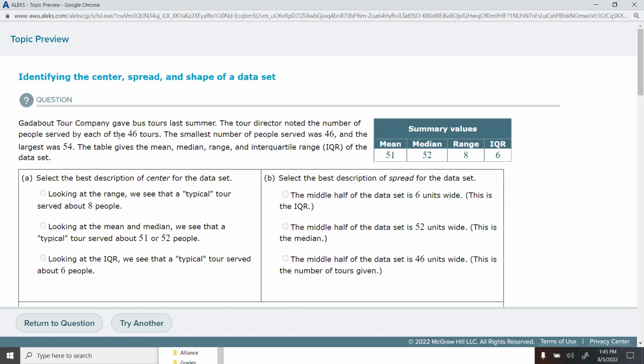All right, so Gadabout Tour Company gave bus tours last summer. The tour director noted the number of people served by each of the 46 tours. The smallest number of people served was 46, and the largest was 54. Okay, so the table over here gives the mean, median, range, and interquartile range of the data set.